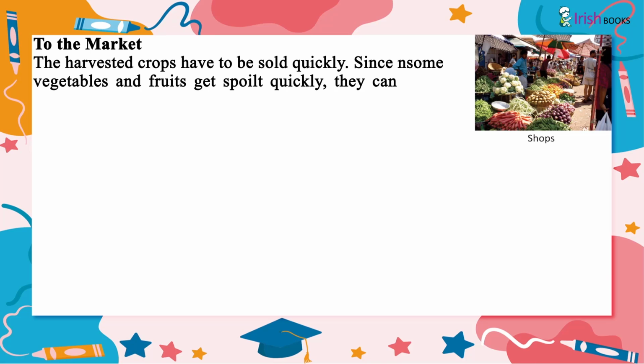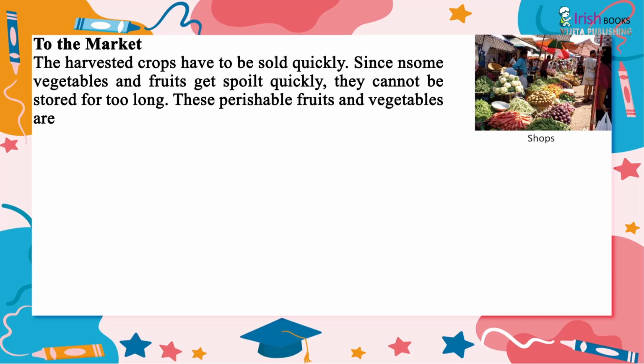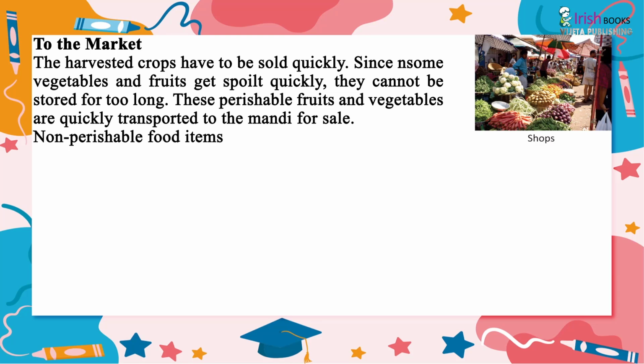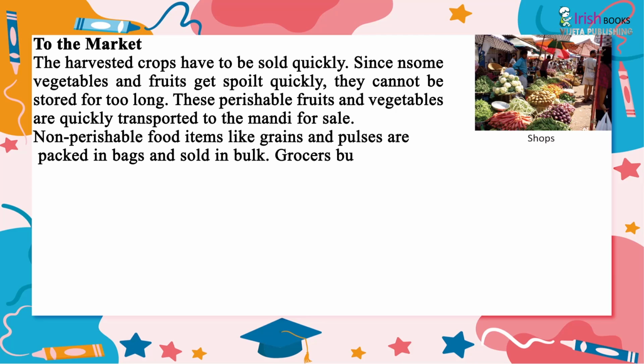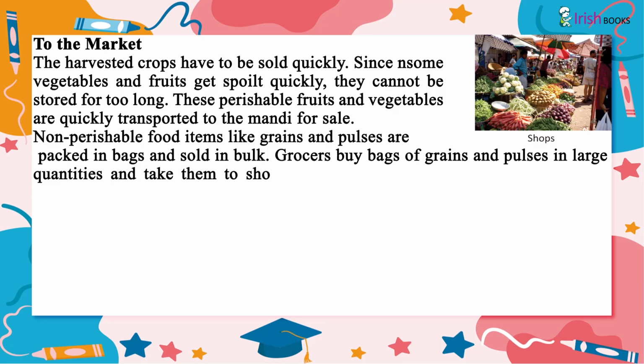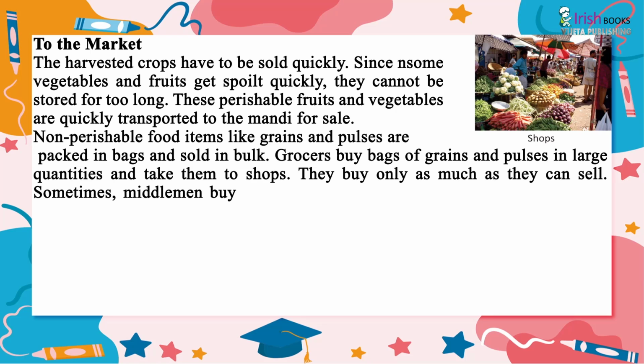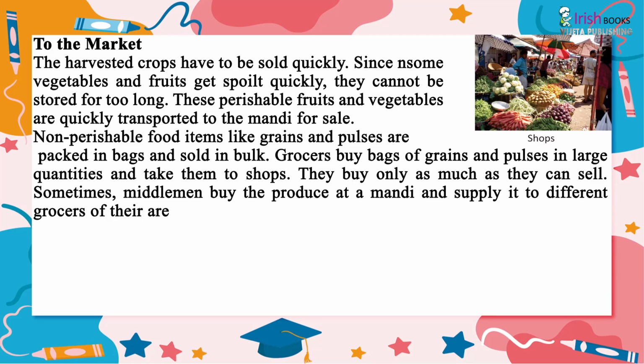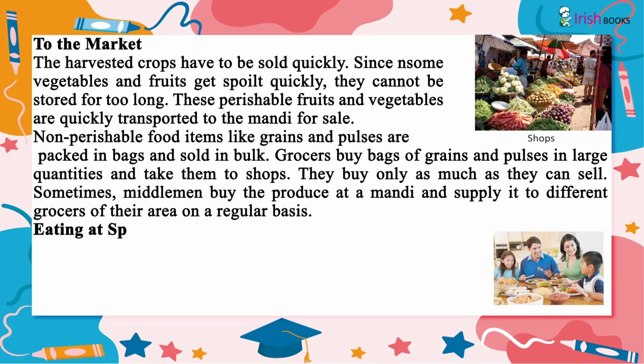They get spoiled quickly, they cannot be stored for too long. These perishable fruits and vegetables are quickly transported to the mandi for sale. Non-perishable food items like grains and pulses are packed in bags and sold in bulk. Grocers buy bags of grains and pulses in large quantities and take them to shops. They buy only as much as they can sell. Sometimes middlemen buy the produce at a mandi and supply it to different grocers of the area on a regular basis.